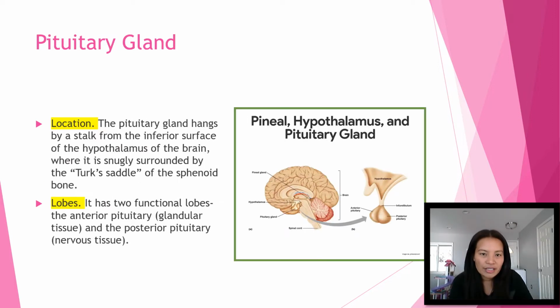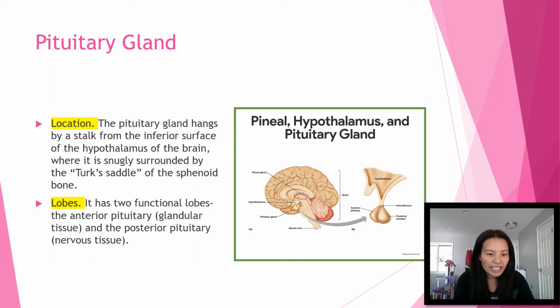Pituitary gland. So the pituitary gland is approximately the size of a pea. So as you can see right here on the right picture, you can see the pituitary gland. We have the anterior and posterior pituitary. So location. The pituitary gland hangs by a stalk from the inferior surface of the hypothalamus of the brain, where it is snugly surrounded by the Turk's saddle of the sphenoid bone.